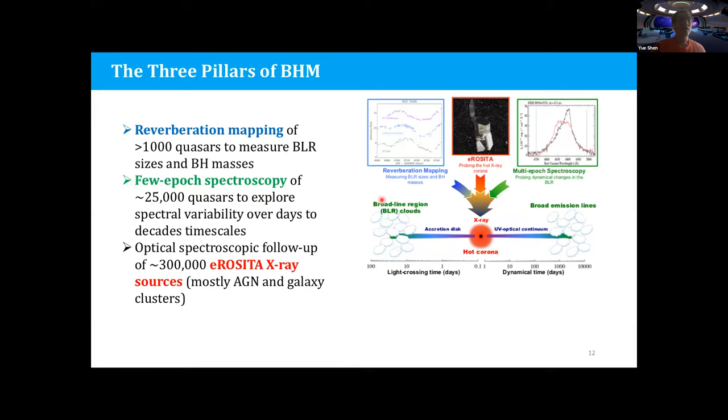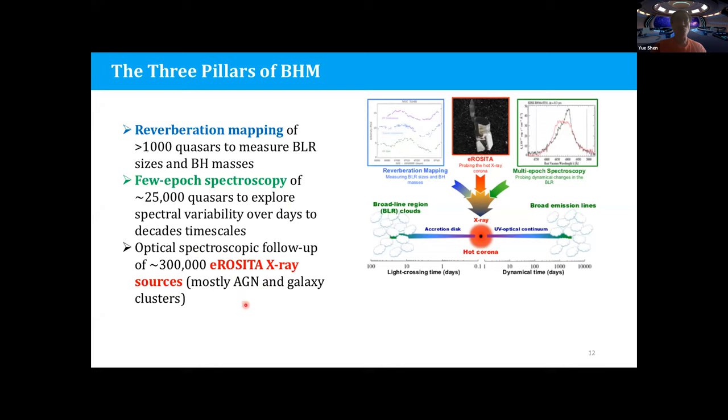This way we are probing the dynamical timescale of the broad-line region, and you can see how the broad-line emission profile can change over multiple years, and we can also find spectral transitions over such long timescales. And last but not least, we have an eROSITA X-ray follow-up program to provide optical spectroscopy for about 300,000 X-ray detections from eROSITA. Most of them are AGN and galaxy clusters.